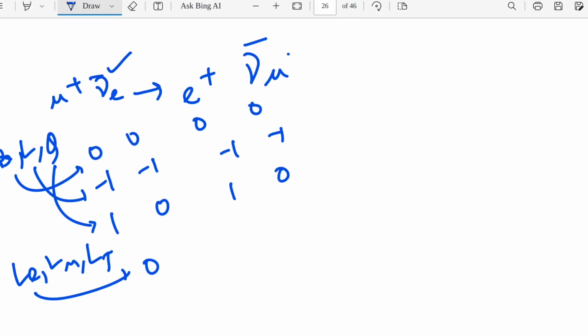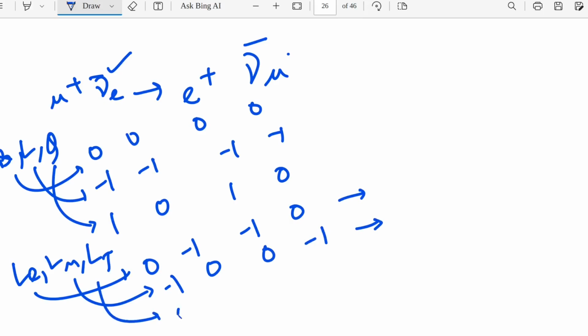So L_e is -1, e plus has -1, L mu bar is 0. What is L mu? L mu has -1, 0, 0, -1. So these two are fine. L tau is 0, 0, 0, 0. So that means this process is allowed. Now tell me, is this process mediated by Z or something else?